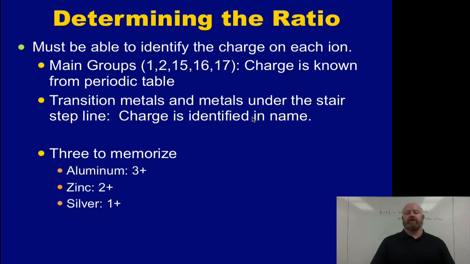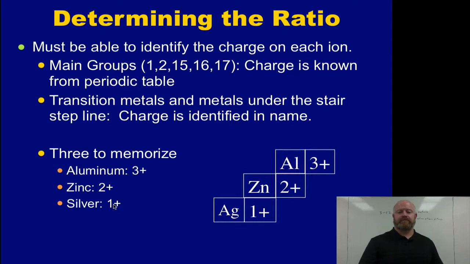As you're working with these, things to remember: identify the charge on your anions and your cations. Groups 1 and 2 will be metals. Groups 15, 16, 17 would be nonmetals. And then there are 3 that we had to memorize in our system: aluminum, zinc, and silver. Zinc and silver are part of our transition metals. Aluminum is the one sitting under that stair-step line. We should remember that aluminum is always a 3 plus, zinc is always a 2 plus, and silver is always a 1 plus. If we remember that, we can use that in our naming system.